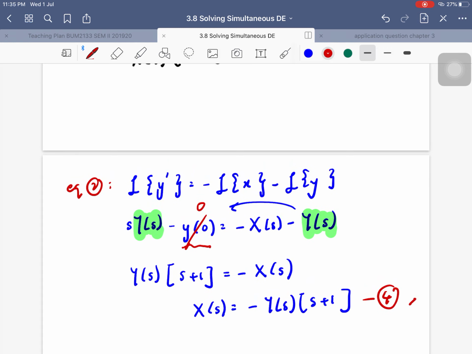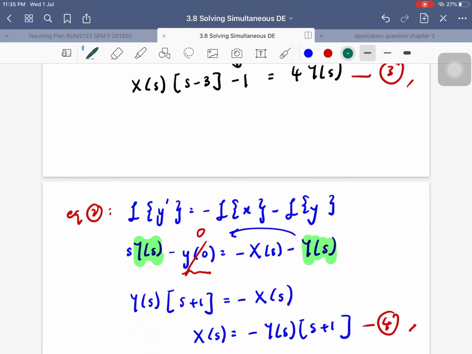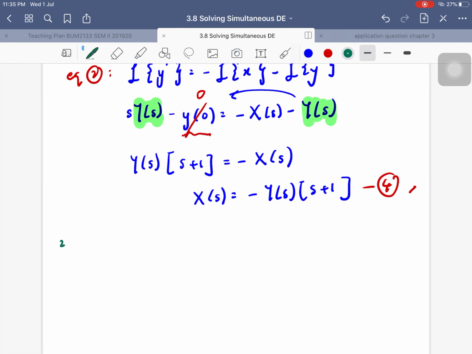Alright, so now after you are done with step number 1, you Laplace both equations. Okay, step number 2, you use substitution or elimination. And I've mentioned this to you before. For this particular example, I'm going to use substitution.